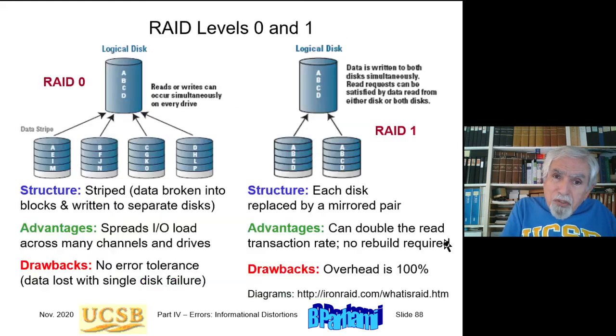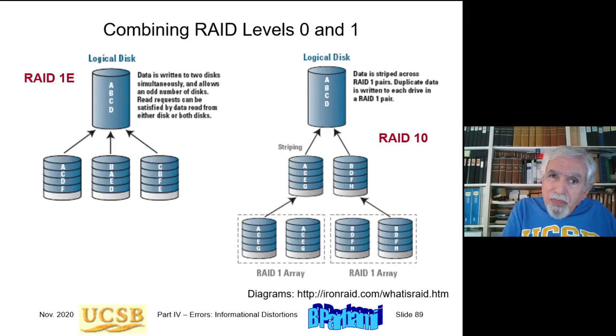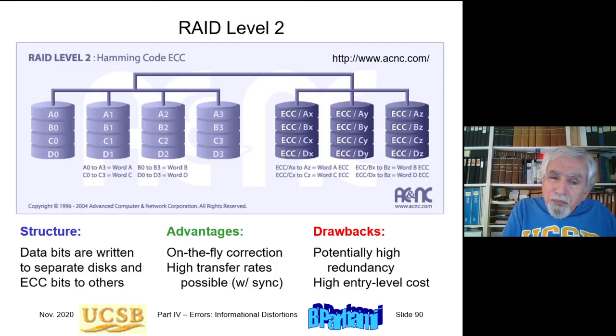Okay, now let me show you a sequence of figures very quickly. RAID 0 and 1, and I'll let you read the advantages and disadvantages. There are combinations of 0 and 1, known as RAID 1.0. It uses both mirroring and striping. RAID 1E is a variant of RAID 1. Let me not go into the details.